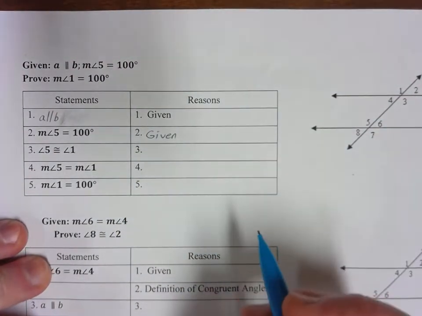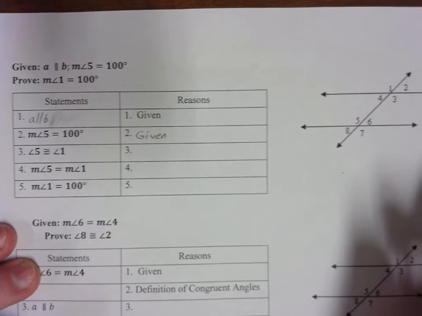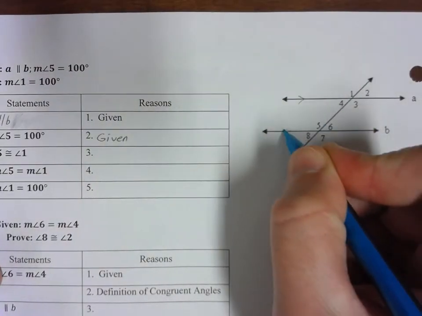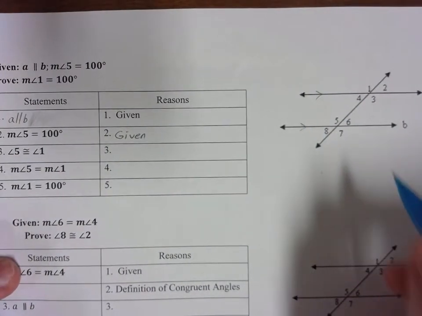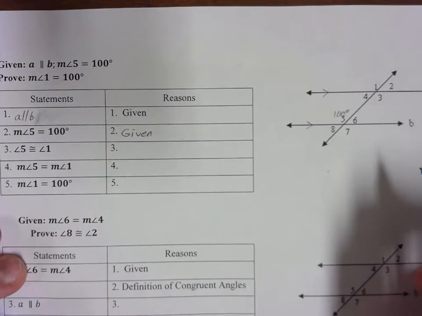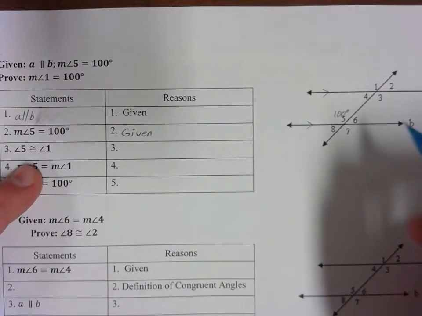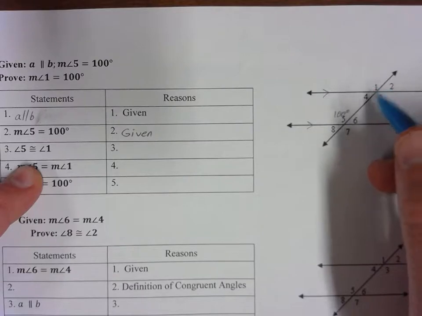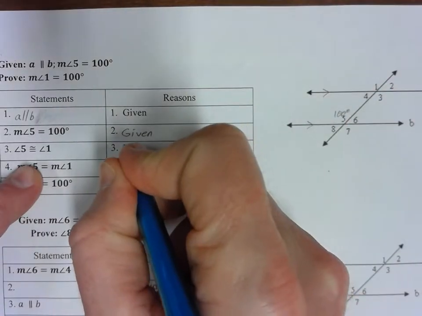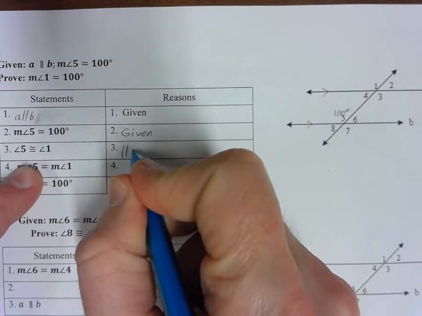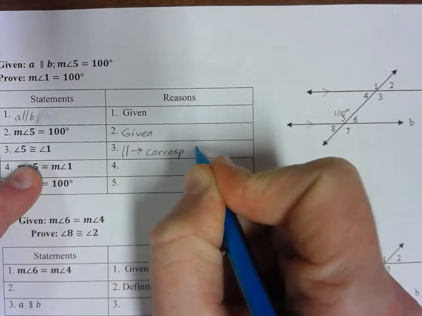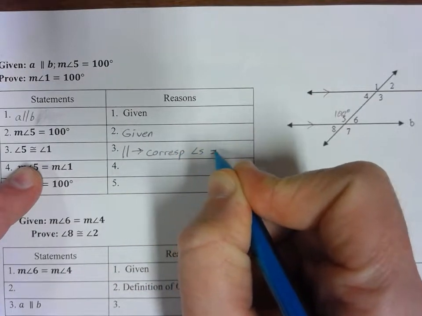Okay, so in my diagram I know A and B are parallel to each other, and I know measure of angle 5 equals 100 degrees, so I'm going to label those. Now it says angle 5 is congruent to angle 1. Well, those two are corresponding angles. Since the lines are parallel, my reason is parallel lines mean that corresponding angles are congruent.